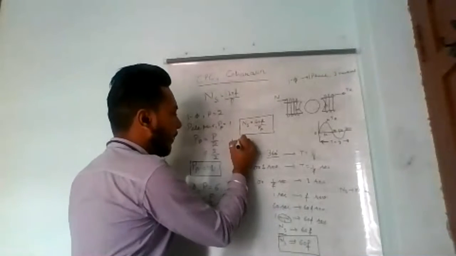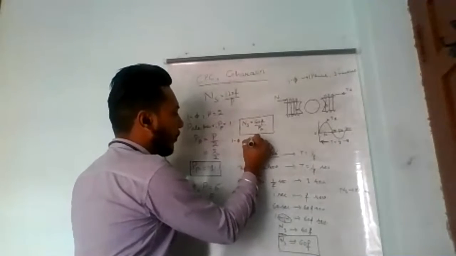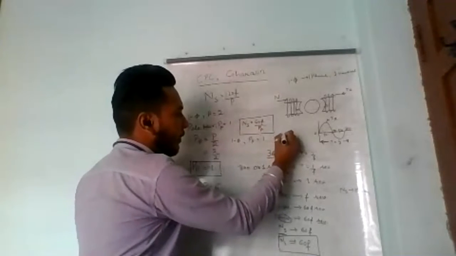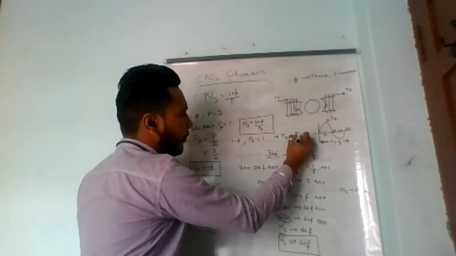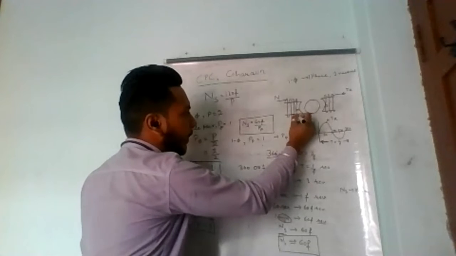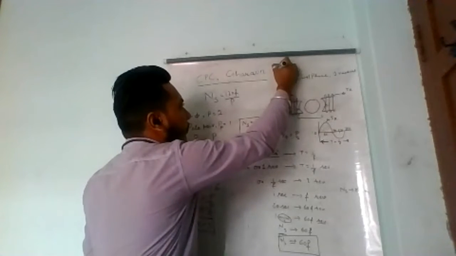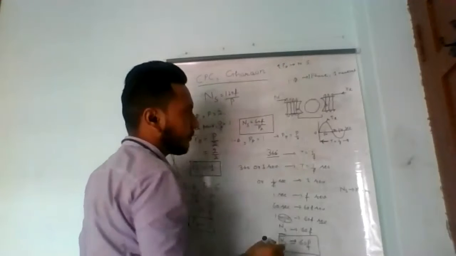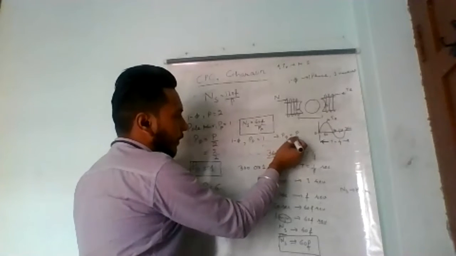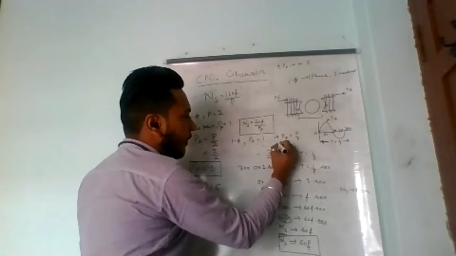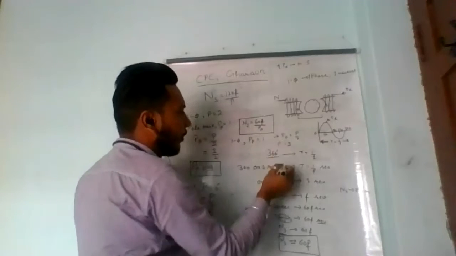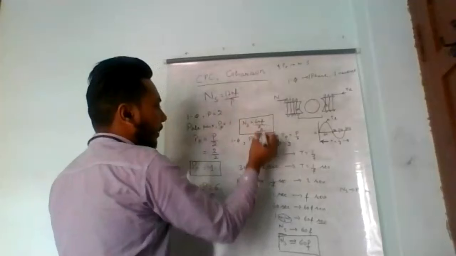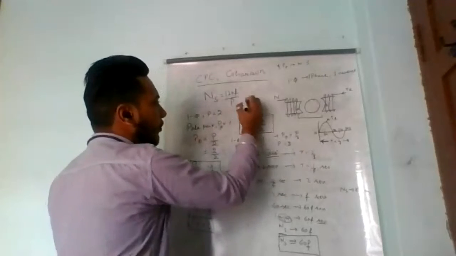Now for single phase, as we discussed earlier, the pole pair is equal to 1. Pole pair is nothing but the number of poles divided by 2. There is one pole pair, that is north and south. One pole pair is formed from north and south pole. Now if we calculate the number of poles from here, then p is equal to 2. Now put this value: pole pair is equal to p upon 2.